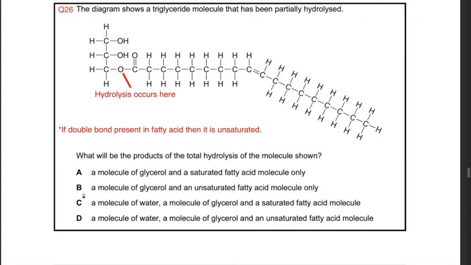Why are C and D incorrect? Because C talks about a molecule of water being formed. However, in hydrolysis, a molecule of water is used, not formed. A molecule of water will only be formed in condensation reactions. Therefore, C and D are incorrect. And A is incorrect because it mentions saturated fatty acids, whereas over here it is unsaturated because of the presence of a double bond.